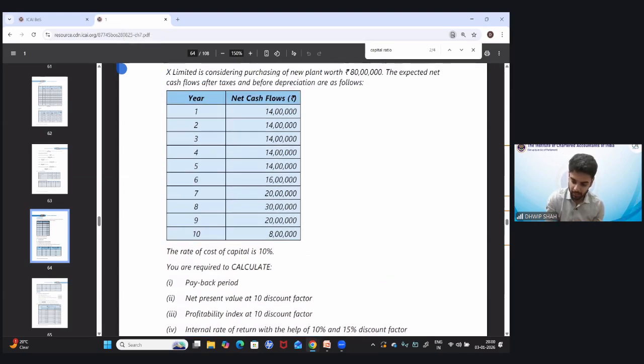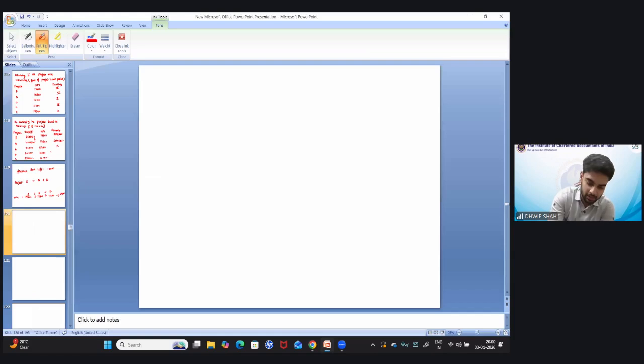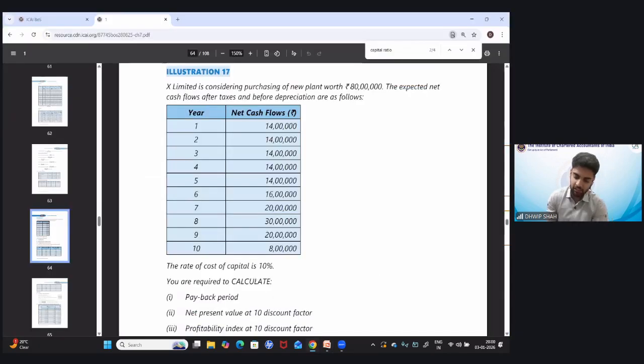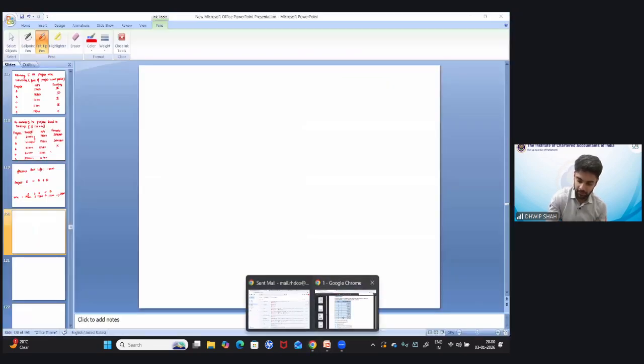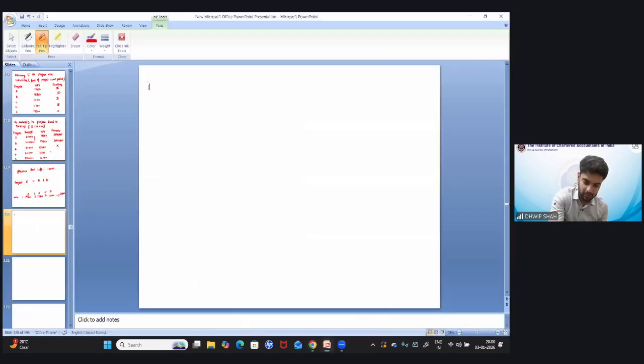Don't forget. So payback period: are cash inflows per annum constant? No, it is not constant. So don't directly apply the formula of payback period. You have to prepare a cumulative table. So number one is, this is illustration number 17 of the module, a comprehensive illustration that covers more of 4 techniques.